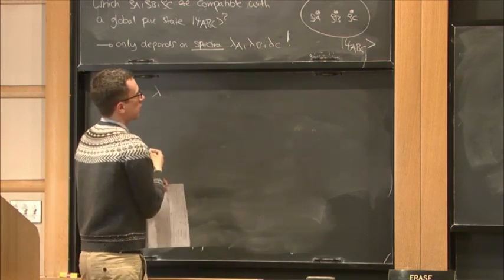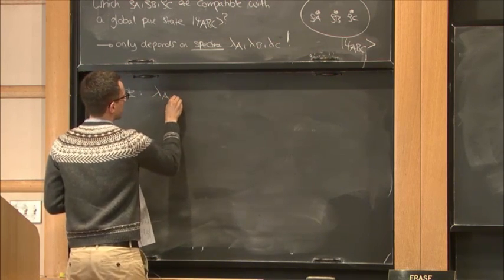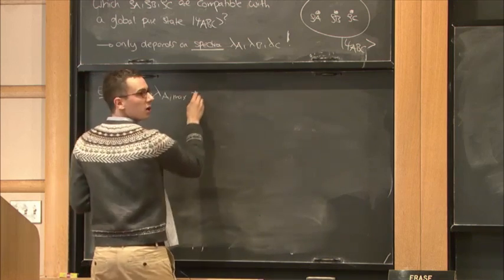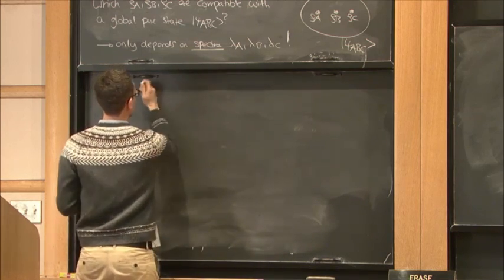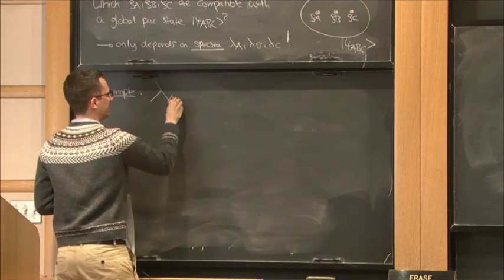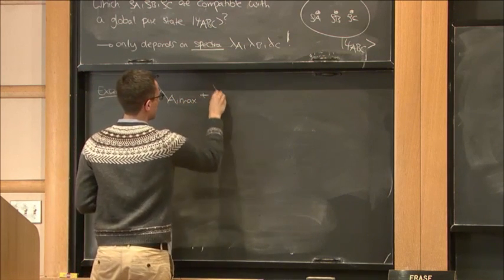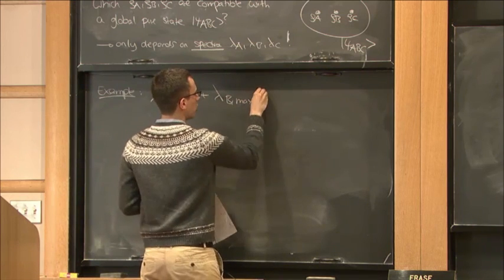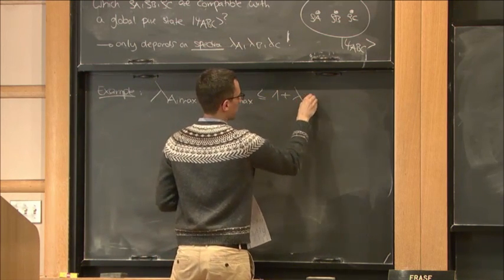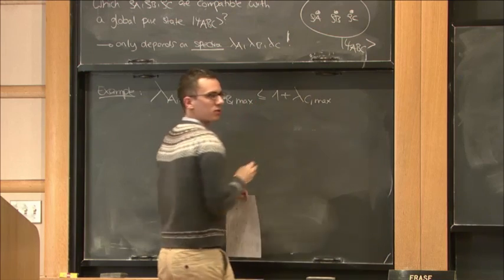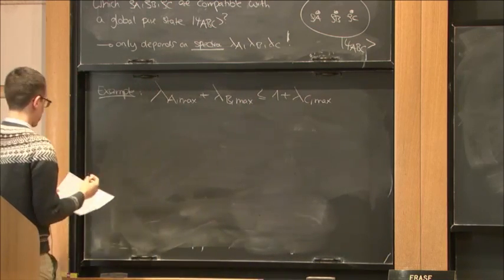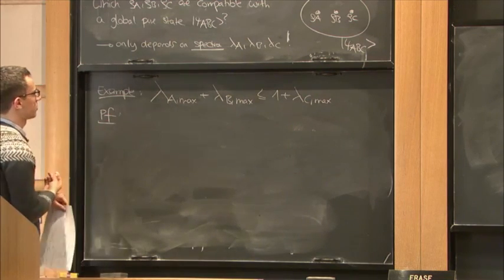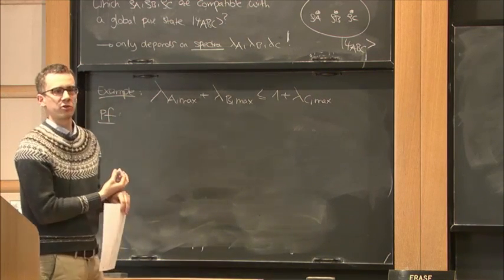So I'm again in the three-partite situation. What I claim is that if you take the maximal eigenvalue of the first system plus the maximal eigenvalue of the second system, then this will be at most 1 plus the maximal eigenvalue of the third system. So this is one maybe non-trivial constraint. And here's a hands-on proof of how one can see this. The proof basically proceeds by a variational argument.